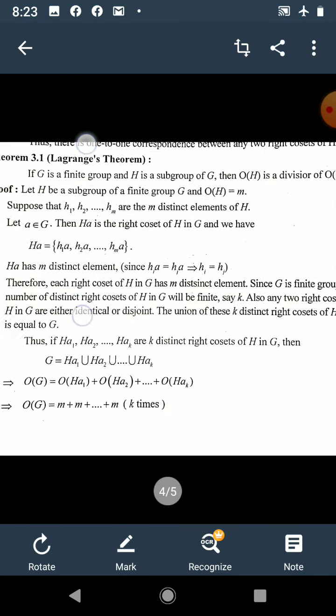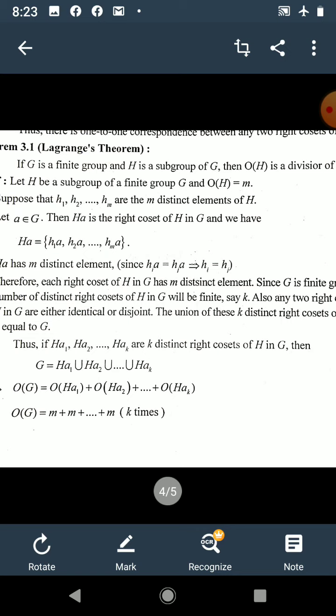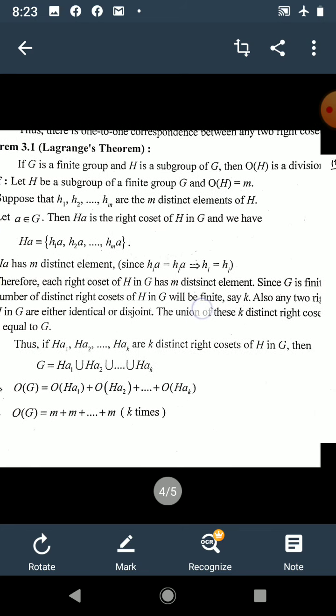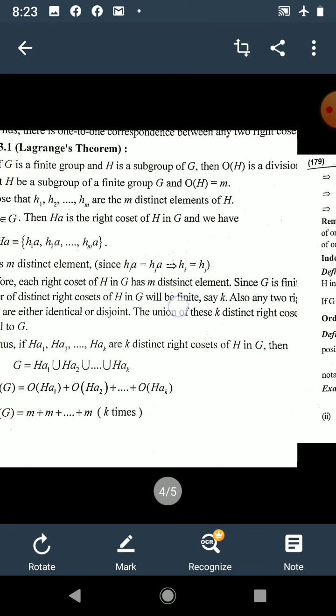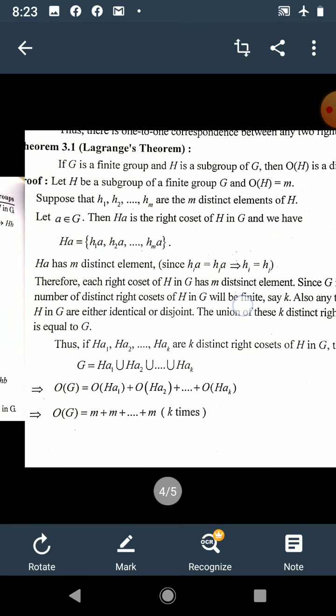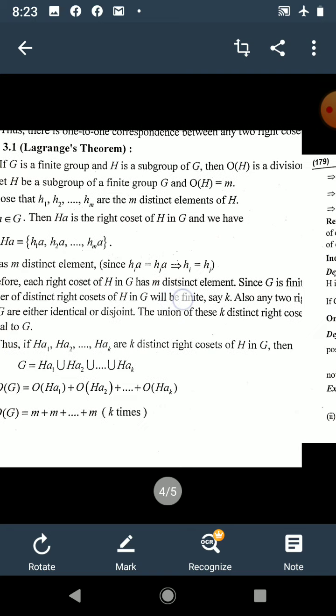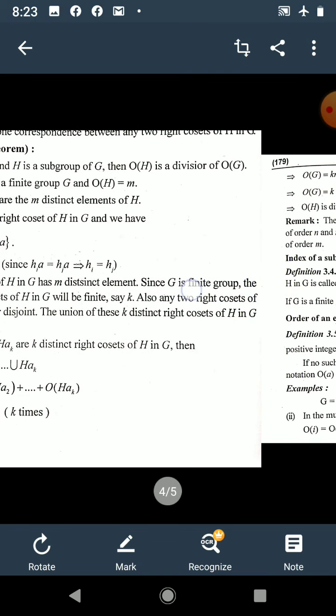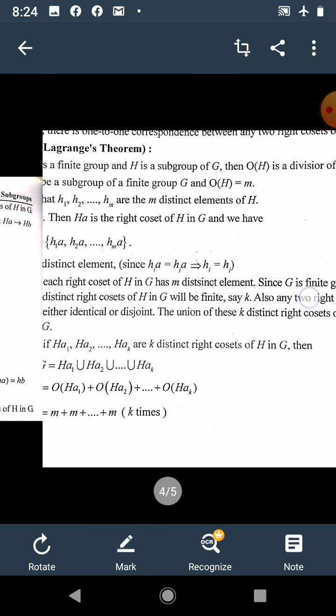Lagrange's theorem. It states that if G is a finite group and H is a subgroup of G, then the order of H is a divisor of the order of G. The order of H is a divisor of the order of G.